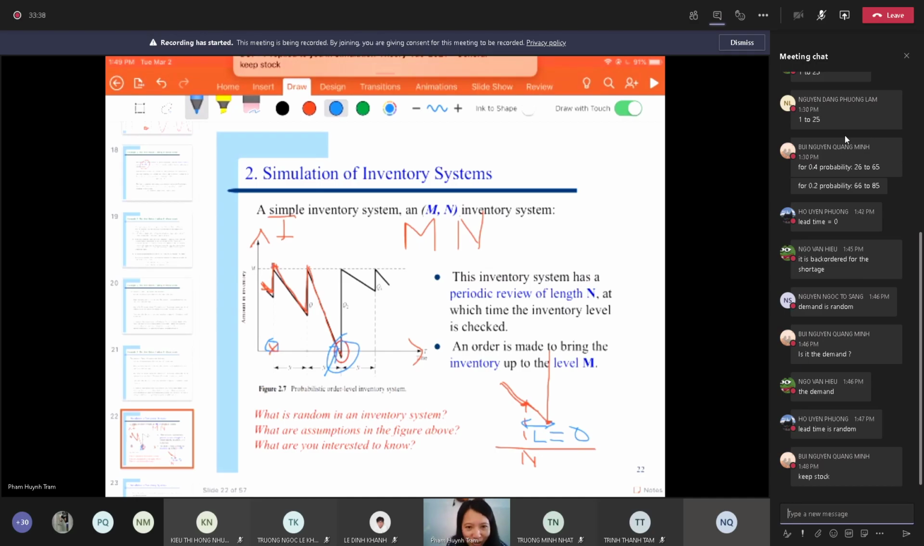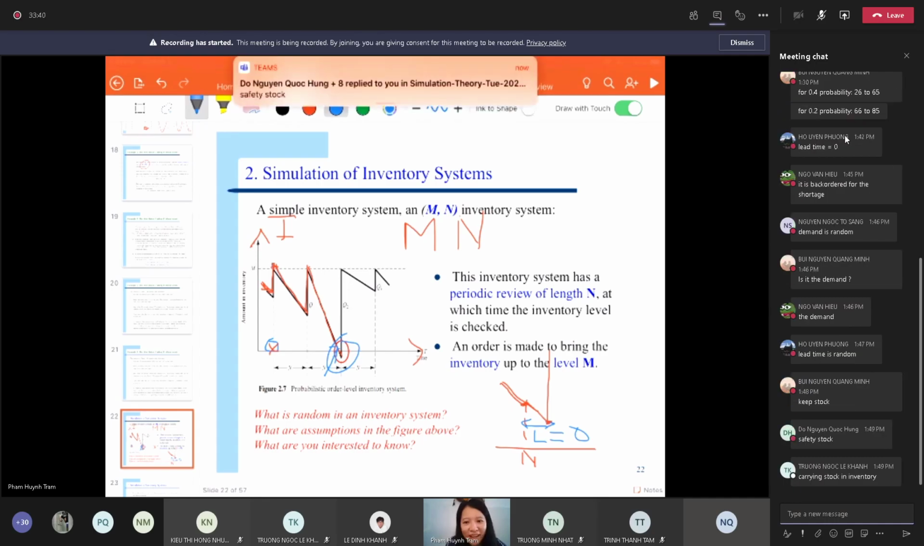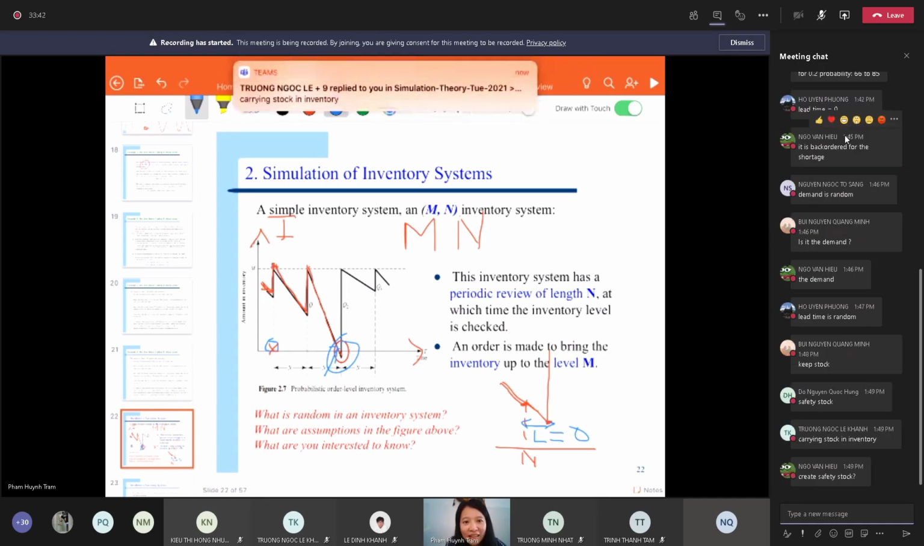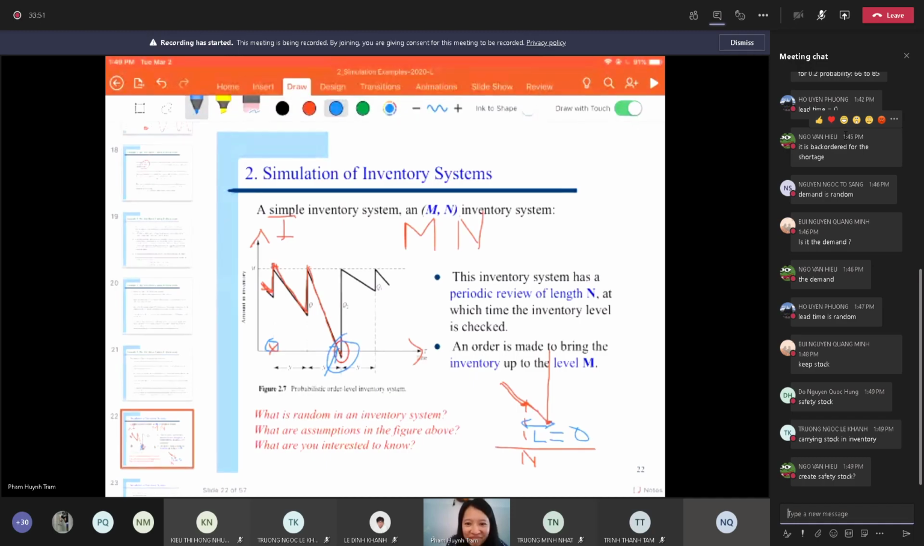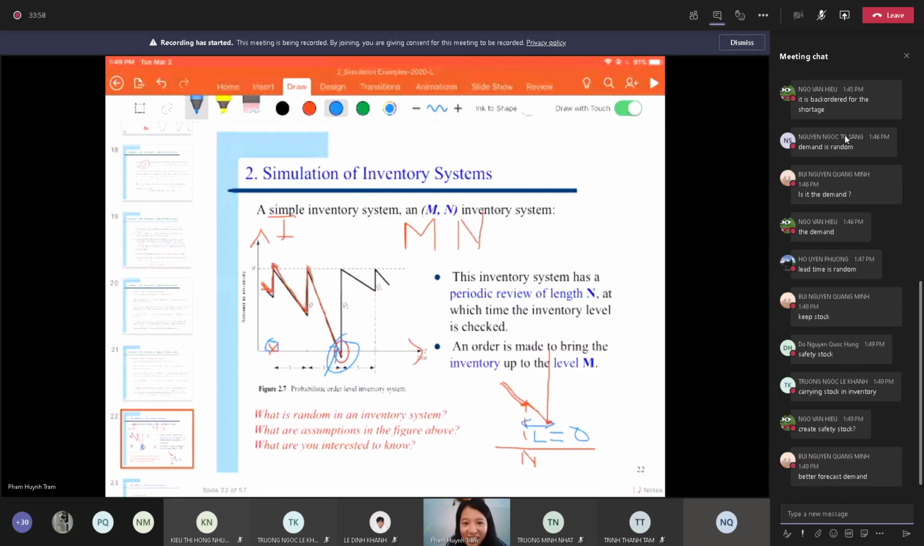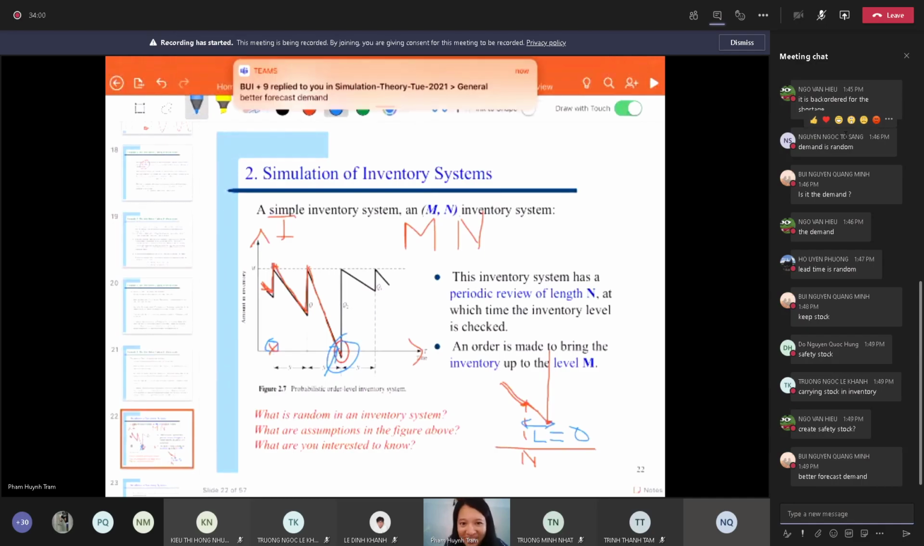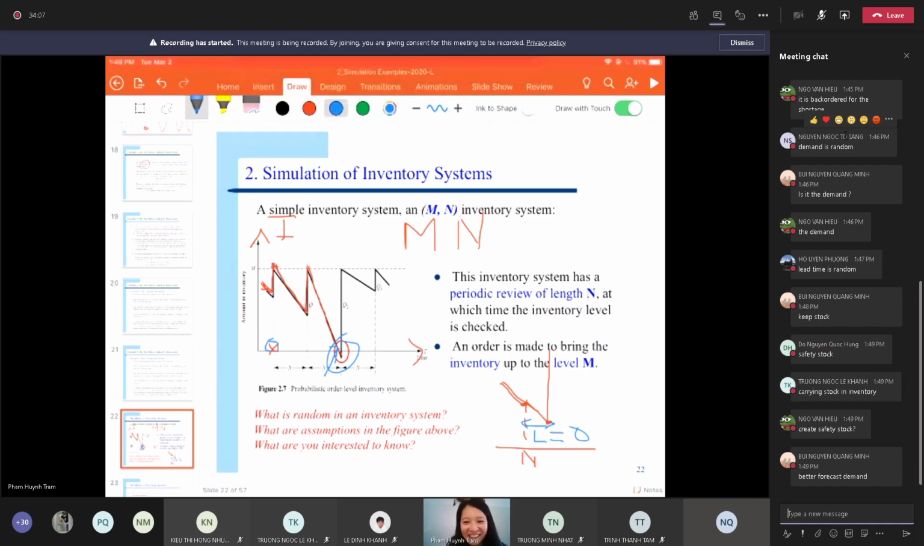We have to keep stock, right? So we try to keep more, higher inventory level. Okay. Now, what else? Create safety stock, right? Carrying stock, that's right. That is about M. So try to keep M as high as possible. Okay, forecast demand, that's right.